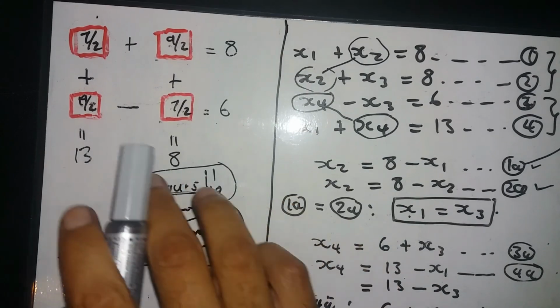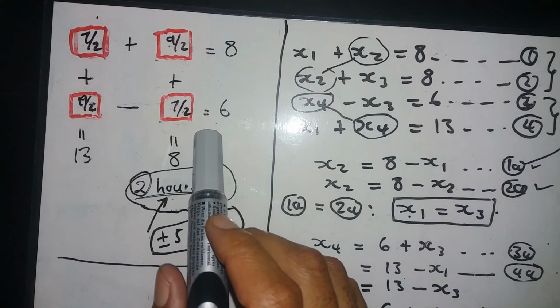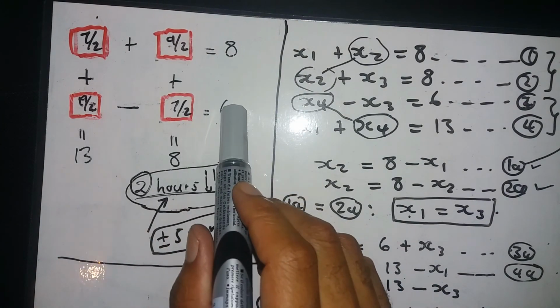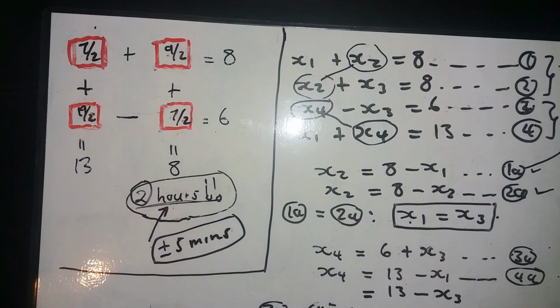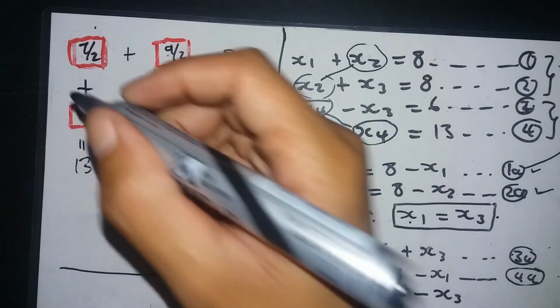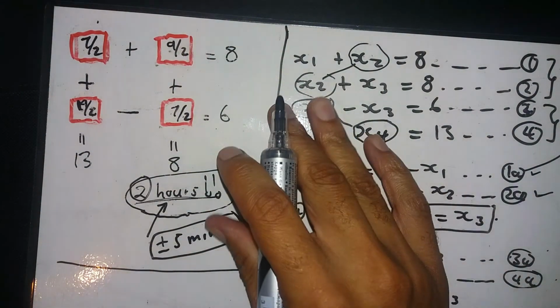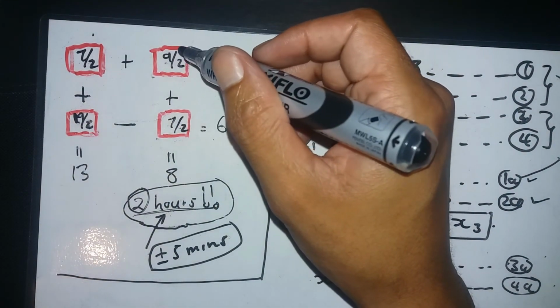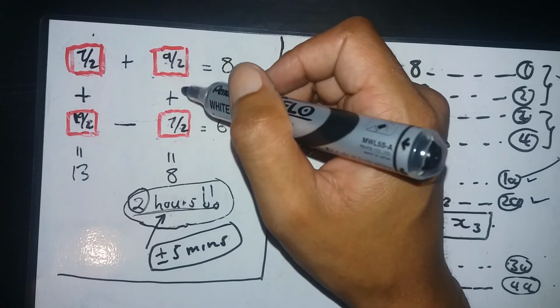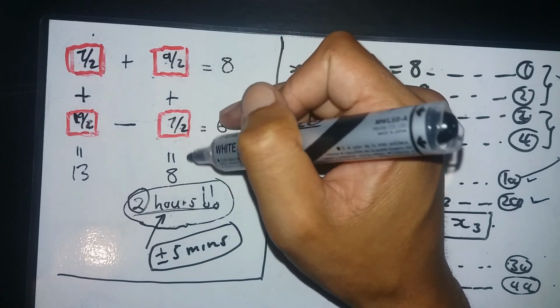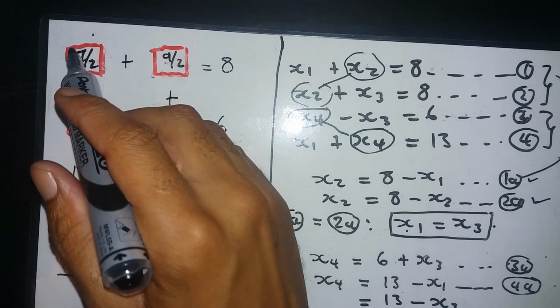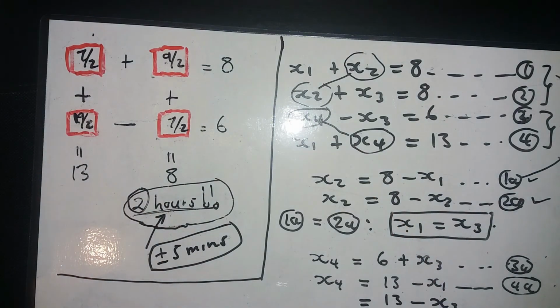But anyway, by subtracting 7 over 2 from 19 over 2, you should get a 6. You can just double check using your smartphone calculator or your scientific calculator or whatever. Now if you add 9 over 2 and 7 over 2, you should get an 8, and adding these two, you should get an 8, and subtracting, you should get that.